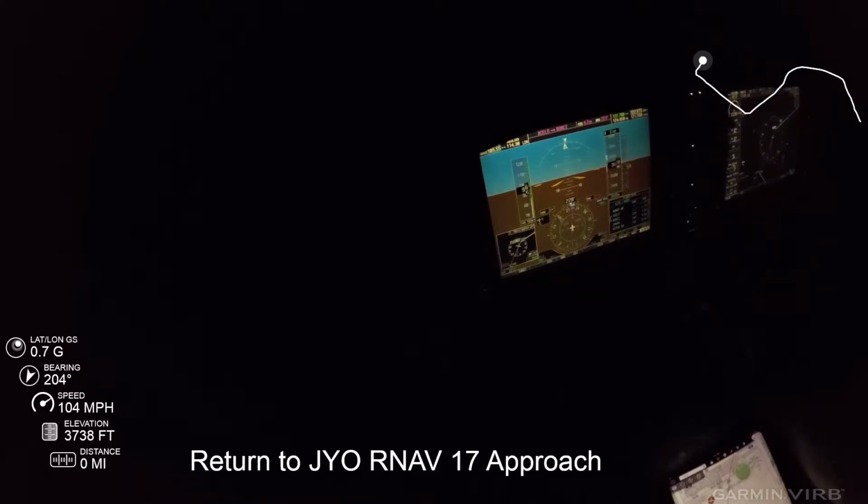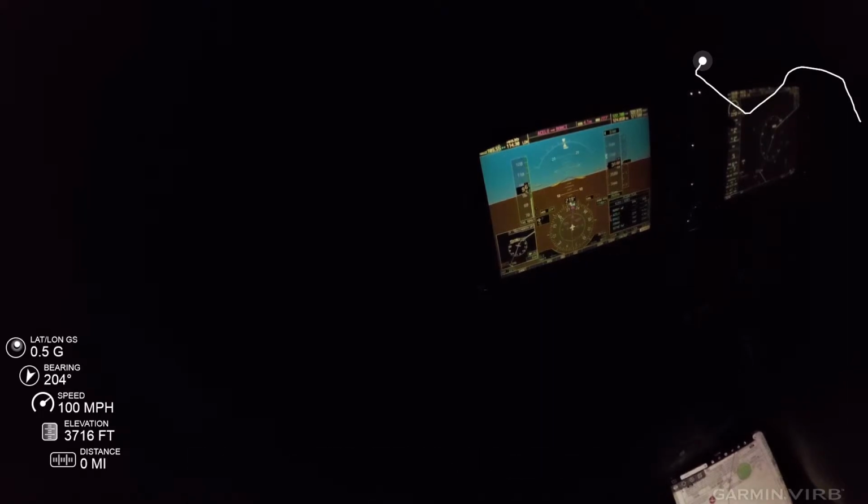Add 10 degrees of flaps. What altitude are you going to be now? Sorry, say again? What altitude are you supposed to be at? 37. I'm getting back up there right now.